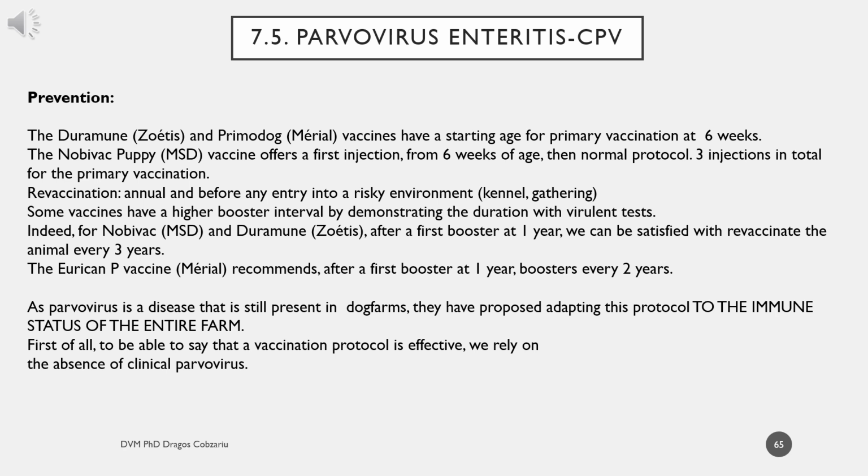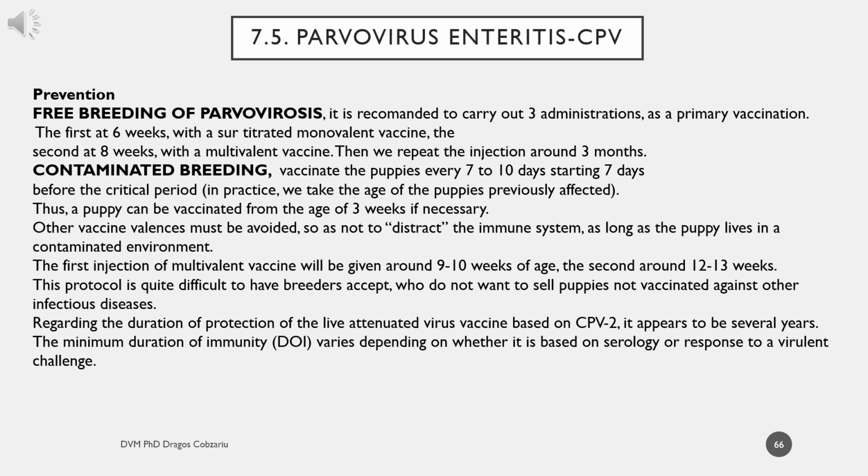As parvovirus is a disease that is still present in farms, they have proposed adapting this protocol to the immune status of the farm. First of all, to be able to say that a vaccination protocol is effective, we rely on the absence of clinical parvovirus. Parvovirus-free breeding: it is interesting to carry out 3 administrations as a primary vaccination. The first at 6 weeks, with a surtitrated monovalent vaccine, the second at 8 weeks, with a multivalent vaccine. Then we repeat the injection around 3 months.